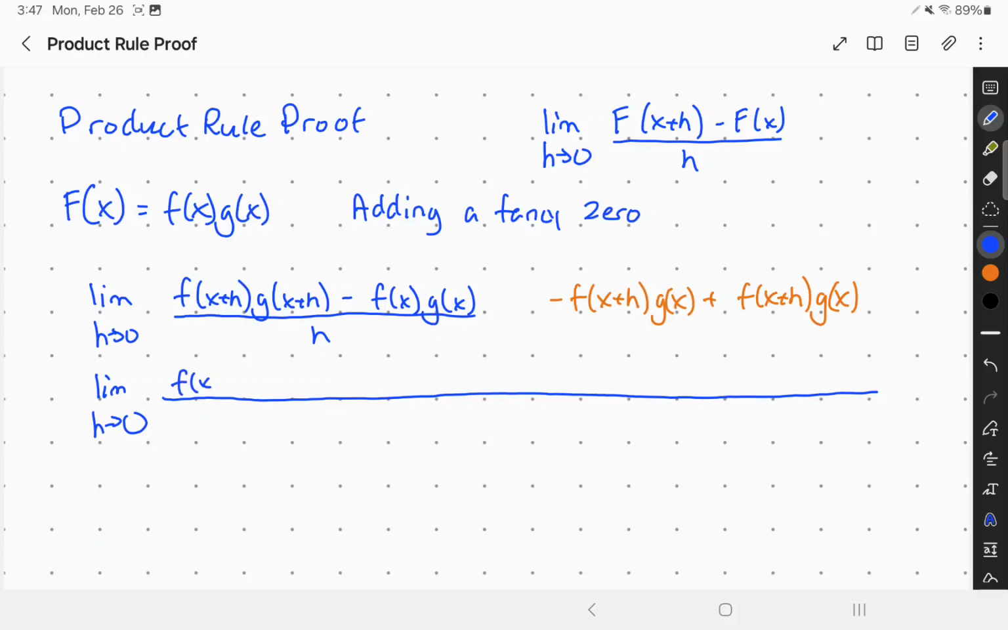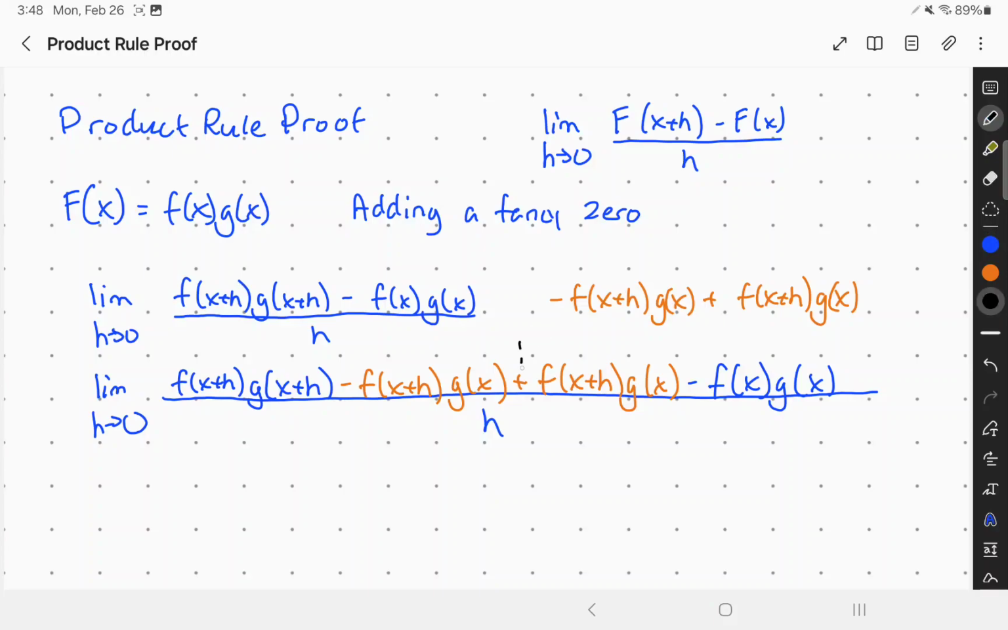So I'll have f of x plus h times g of x plus h. Now I'm going to start with my fancy 0, which I'll use in orange again. F of x plus h times g of x plus f of x plus h, g of x, back to blue, minus f of x, g of x, all over h.